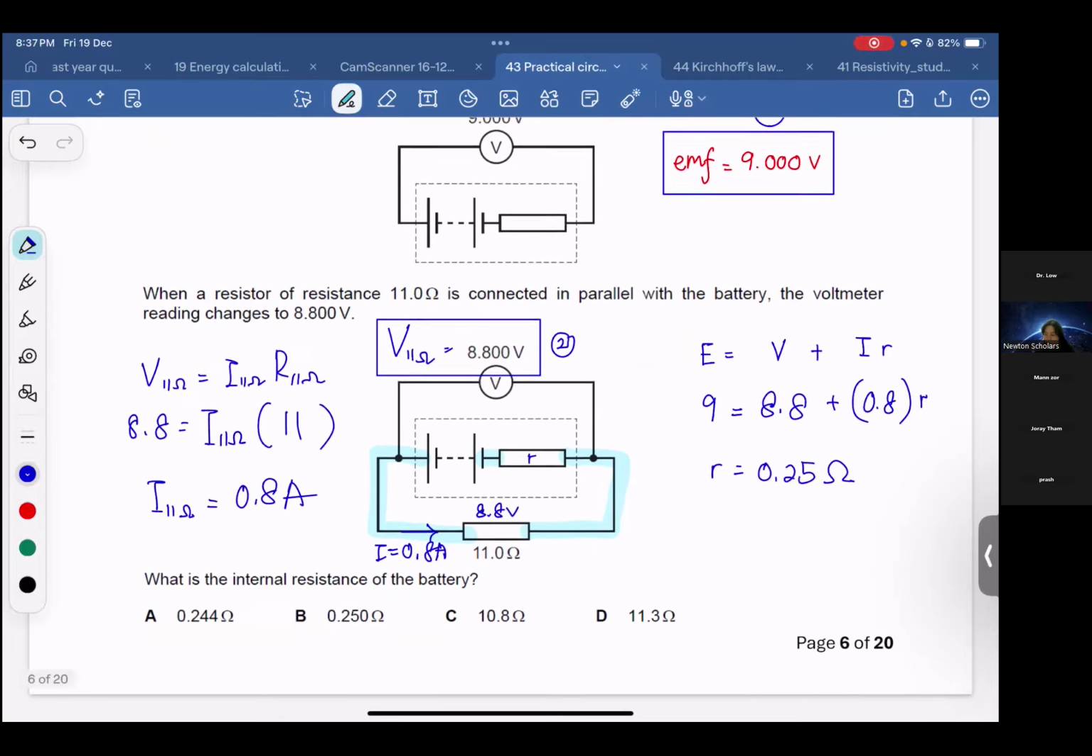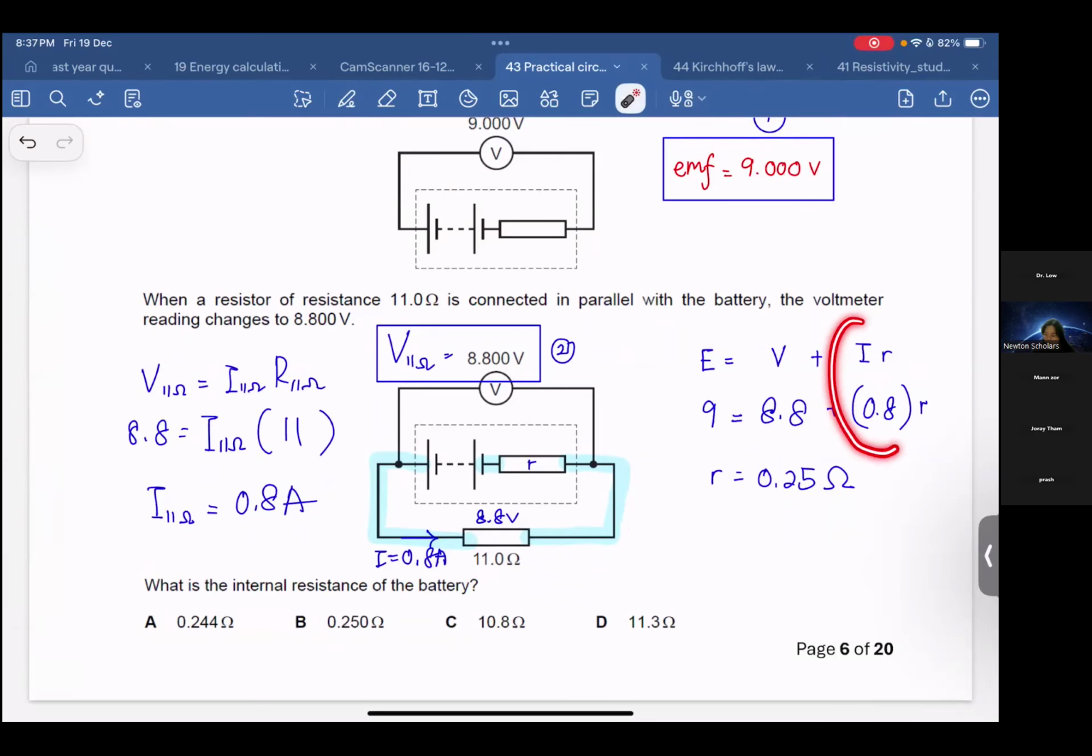Okay, then from here, you need to calculate the current in the circuit. How do you do the calculation? Since you know the voltage for the 11 ohm, and you know the resistance also, you can calculate the current. Current flowing through the 11 ohm and the resistor is the same thing.